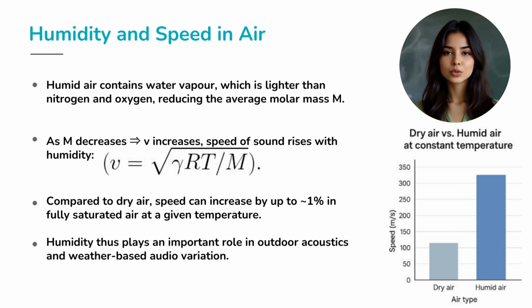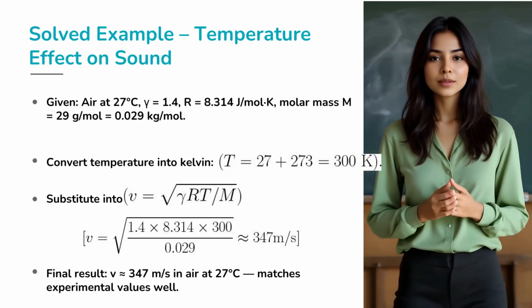Picture a bar chart with two bars side by side, one for dry air and one for humid air. The humid air bar is just a little bit taller, showing a small but noticeable speed boost. So, the next time you're by the seashore or in a tropical jungle, remember the moist air is giving sound wings. Humidity is nature's secret speed booster for sound. Pretty cool, right? Time for some number crunching.